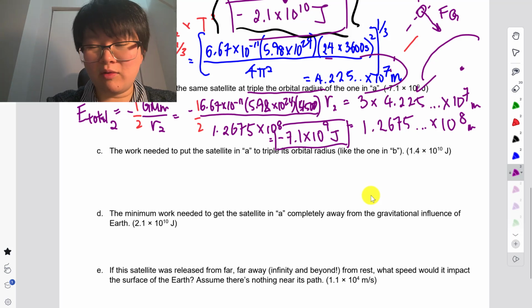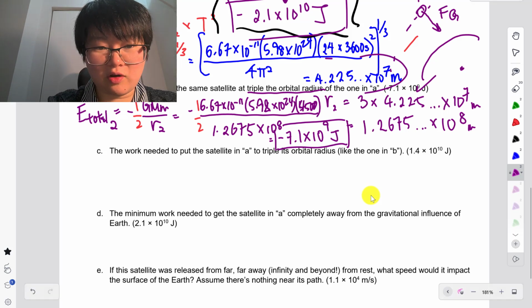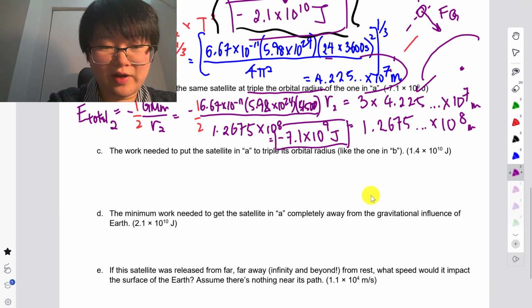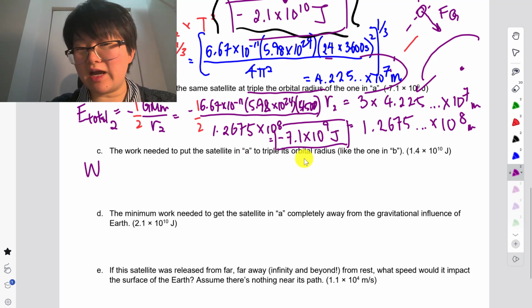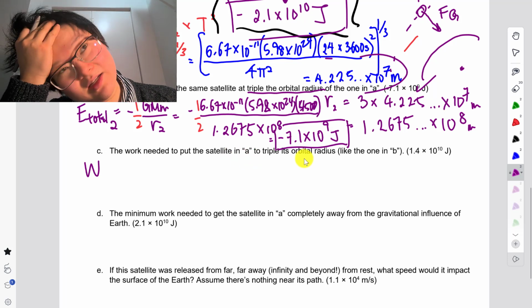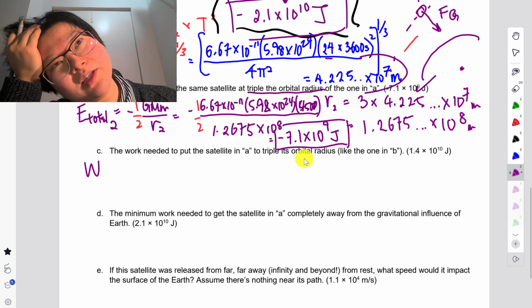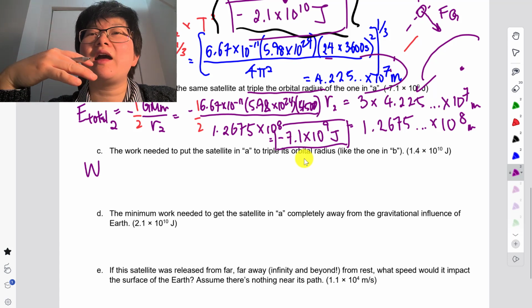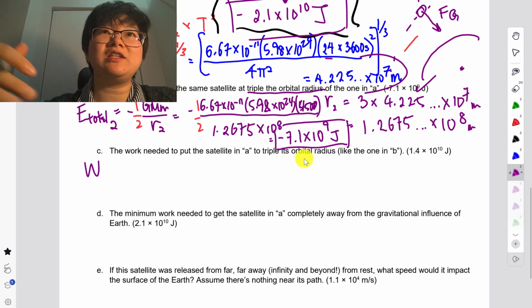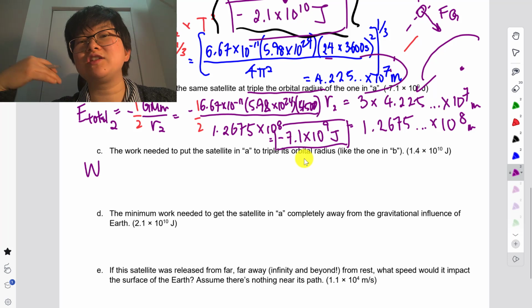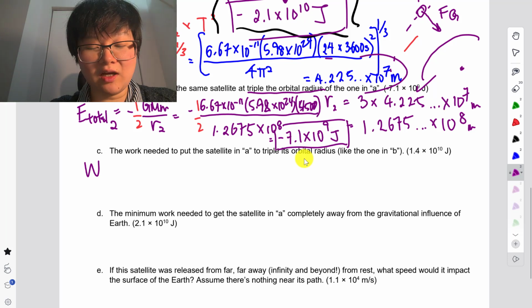So now what we're going to do is find the work needed to put this satellite in A to triple its orbital radius. Now, in order to do that, if you think about it, it's going to take a lot of work. Not only do you have to put the satellite at a further distance, which means you have to put in energy to overcome the gravitational potential energy required.